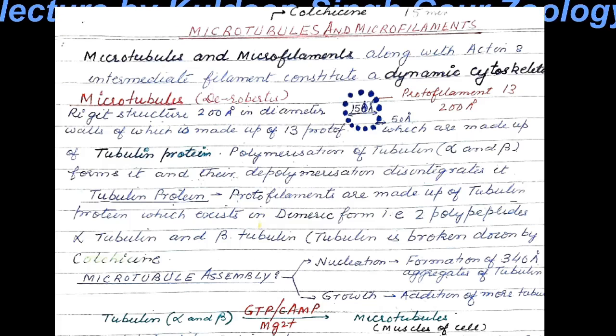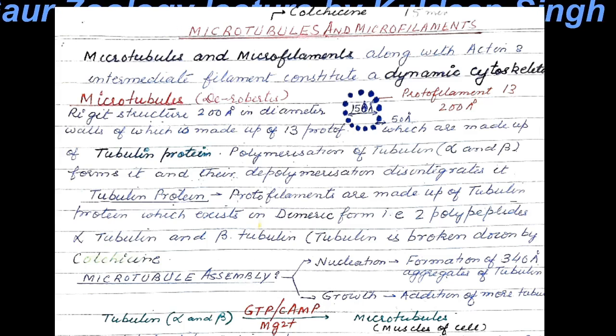Students, today we are going to study microtubules and microfilaments, which, along with actin and intermediate filaments, constitute a dynamic cytoskeleton. For your information, I should tell you that the cell also requires skeletal elements to maintain its structure and other functions like transport of vesicles and other material inside the cell.